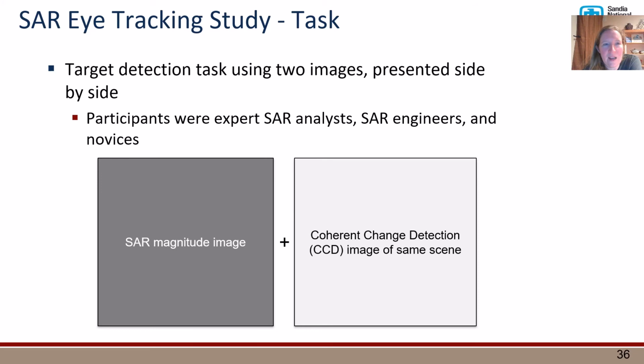In this task, we had a target detection task using two images presented side by side. We had the SAR magnitude image on the left, the coherent change detection image on the right, and we had three groups of participants: professional SAR analysts, SAR engineers who design these systems and are very familiar with the imagery but are not analysts, and then novices who had only just been trained on how to read SAR images.